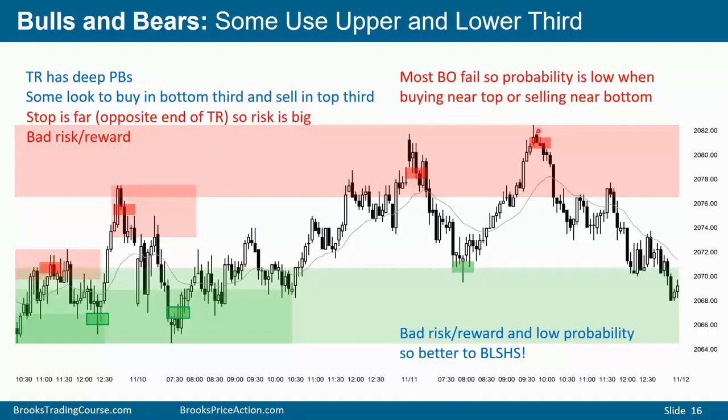Therefore, if you're looking to buy at the top, your stop is far away, the risk is big, probably not much reward, and the probability is low. That's a bad trader's equation for traders looking to buy high, and the opposite is true for traders looking to sell low. If you're selling down here, your stop is up here, your risk is big, your reward is probably not great because we're in a trading range, it's probably not going to fall all that far. So you have bad risk reward, and you have low probability because most breakout attempts fail, and this attempt to convert into a bear trend probably will fail. So it's better to look to buy low and sell high.